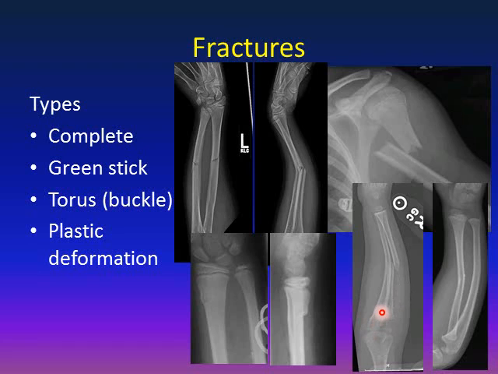On the ulna, you can't see an obvious fracture. However, the bone is bent throughout its length. And you can see also in this view, the bone is bent throughout its length. This is called plastic deformation. It means that the bone throughout its whole length is bent, but there is no one specific area in which it is broken.